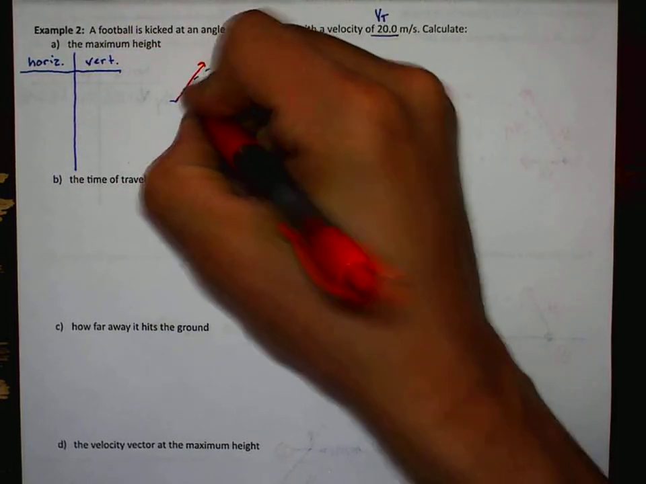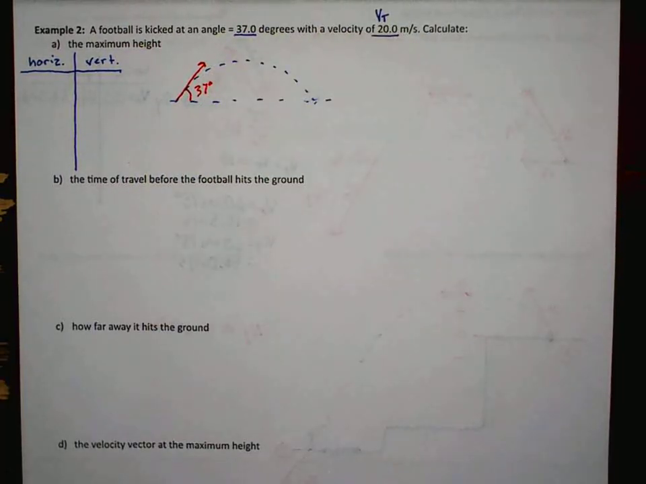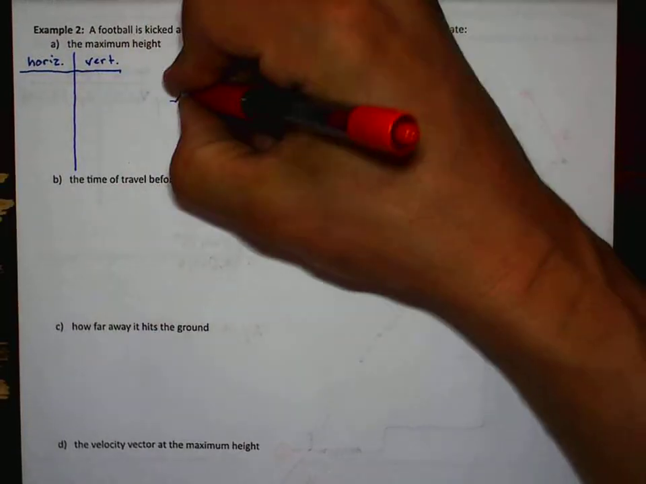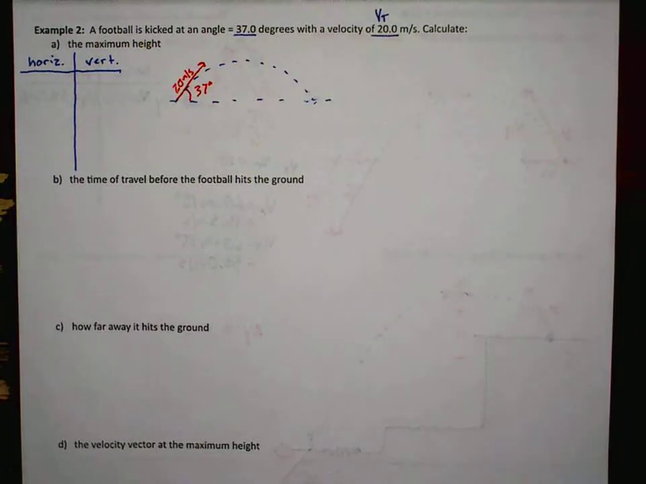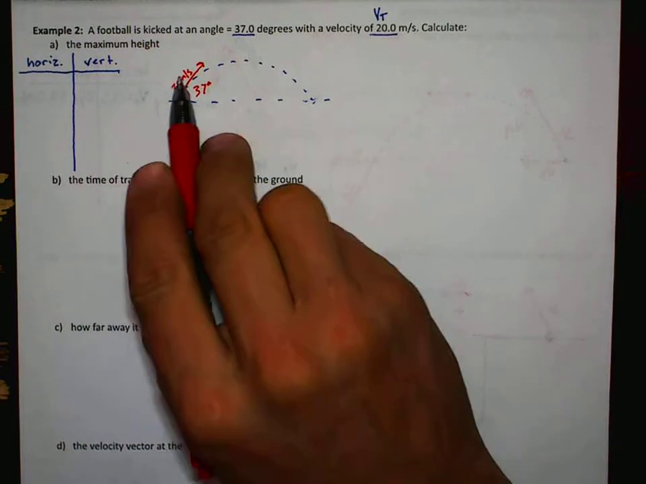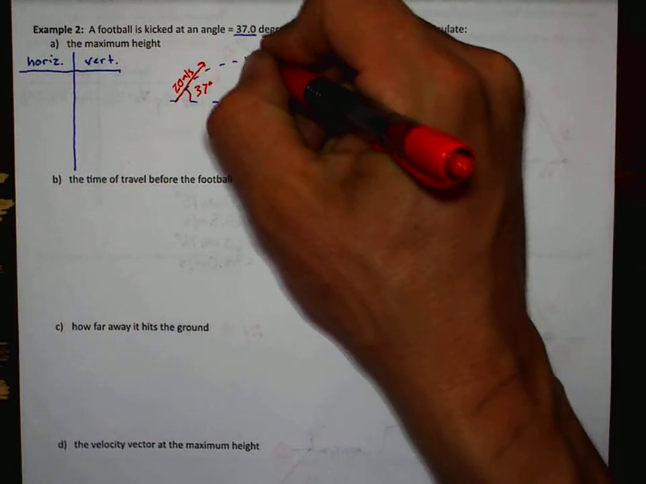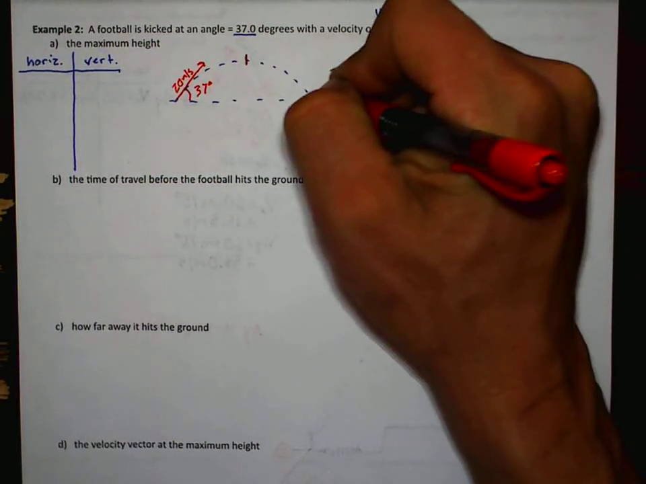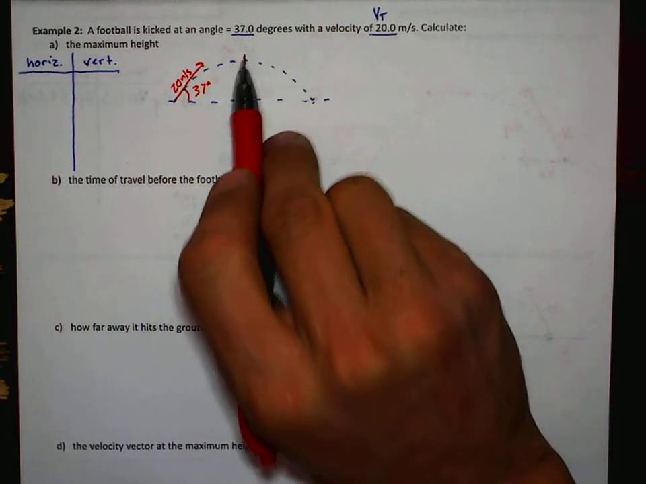Okay, this is 37. It's that angle with the horizontal. This is 20. That's the magnitude of the velocity. Okay, magnitude and direction, so we know it's a vector. Okay, and we want to calculate the maximum height. So we care about this point. We don't care about this over here yet. Okay, we want to know how high it goes.